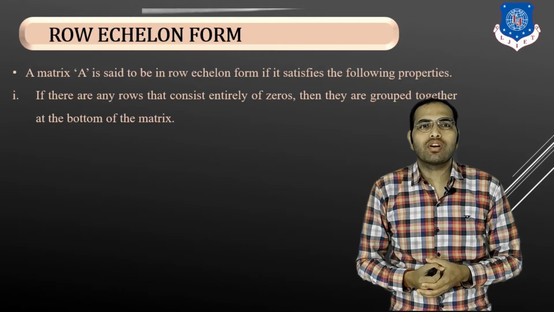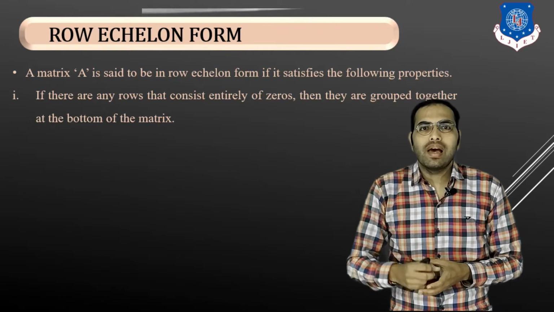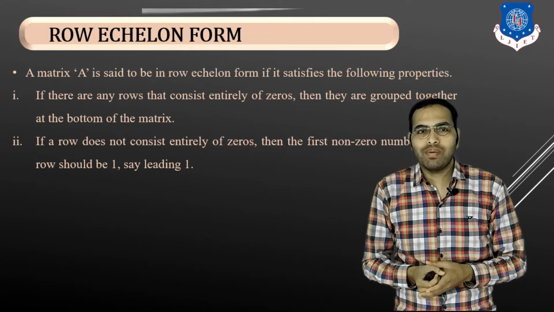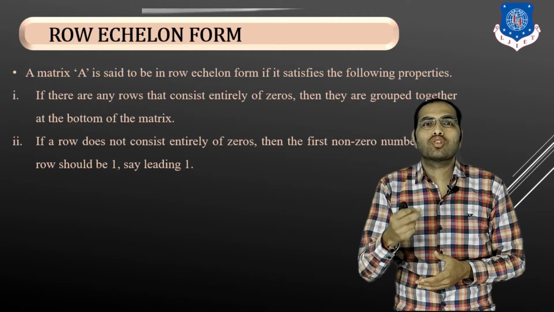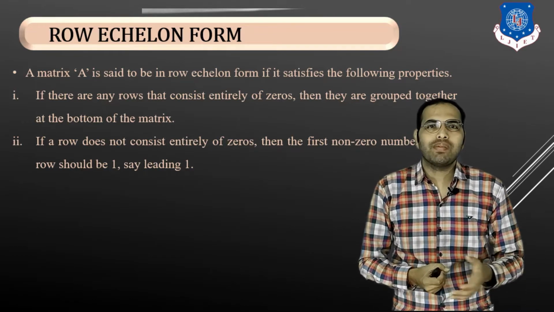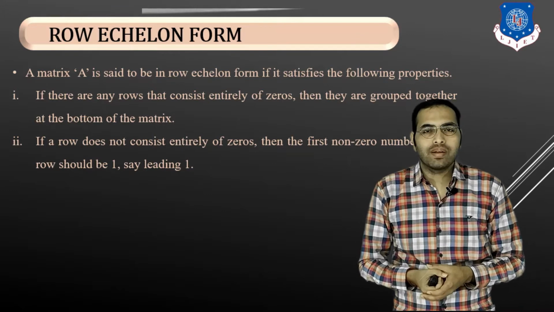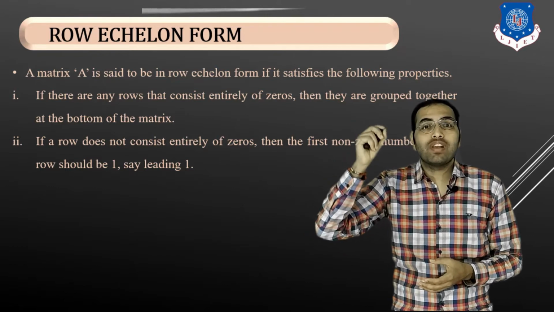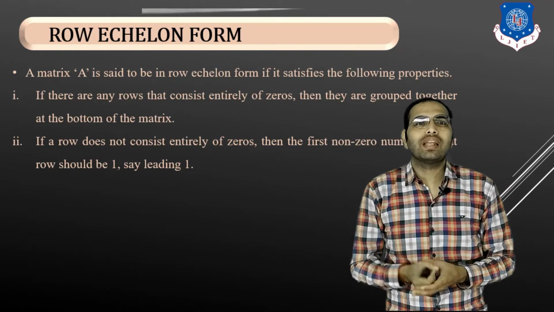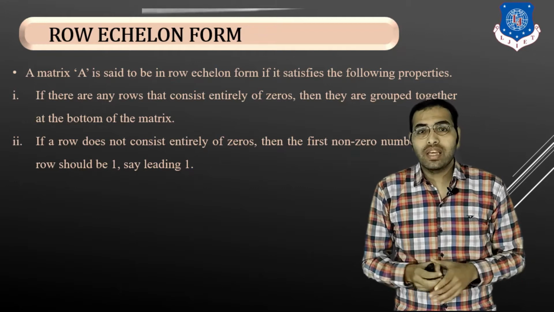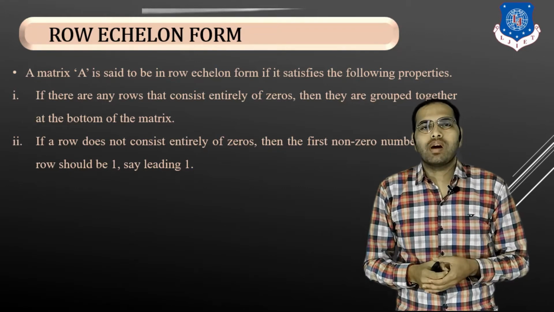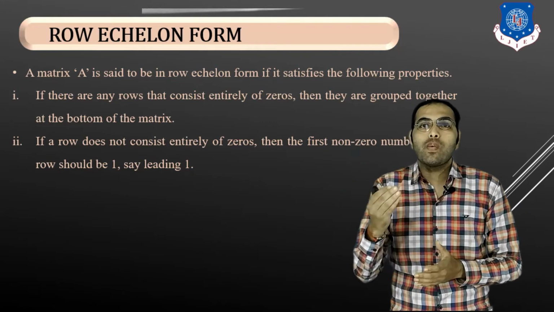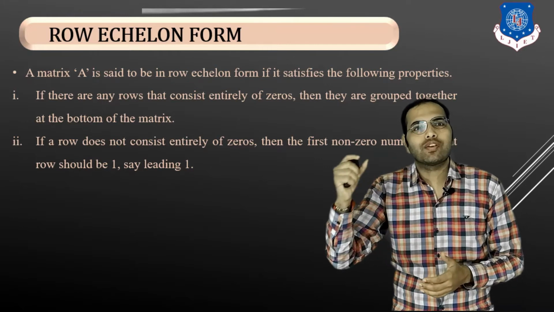Second one: if a row does not consist entirely of 0, then the first non-zero element of that row should be 1. It is called the leading element as well as the pivot element. That means every non-zero row has a first non-zero element, which is indicated by the leading element. It is not necessary that the leading element should be 1, but for better row operations and simplification of the matrix, we make the leading element 1.